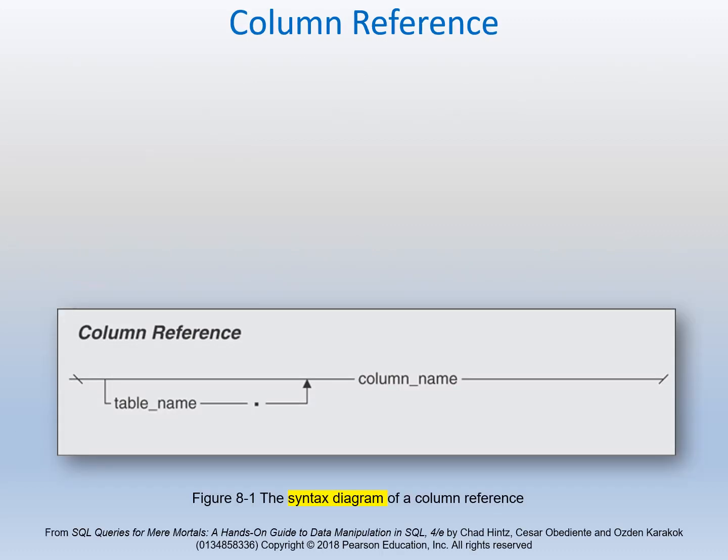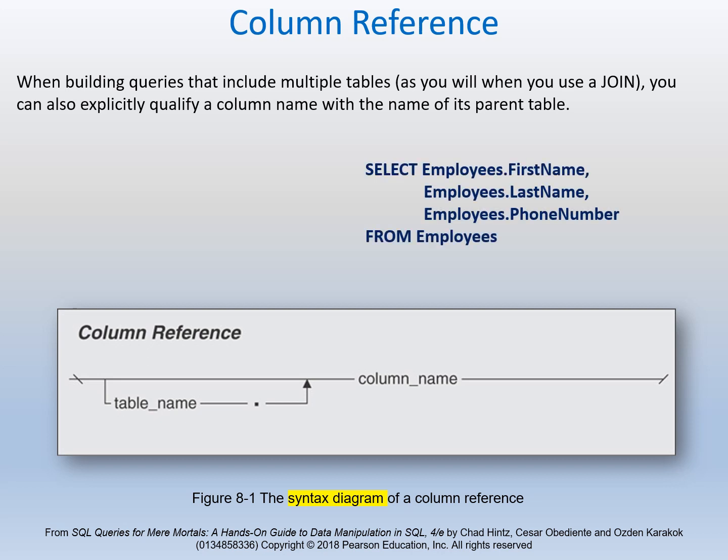Since we are moving from simple queries on one table to queries consisting of two or more tables joined, it is important to use the prefix of the table name with the column name. In this example, from a simple query, the table is employees. The columns are prefixed with the table name. So in the select clause, we see employees.first name, employees.last name, employees.phone number.